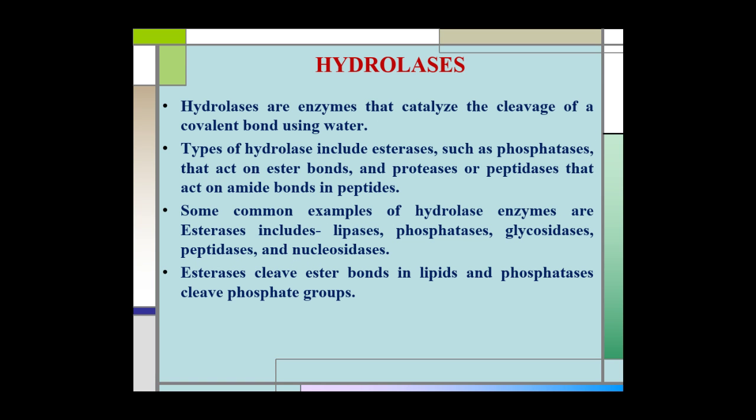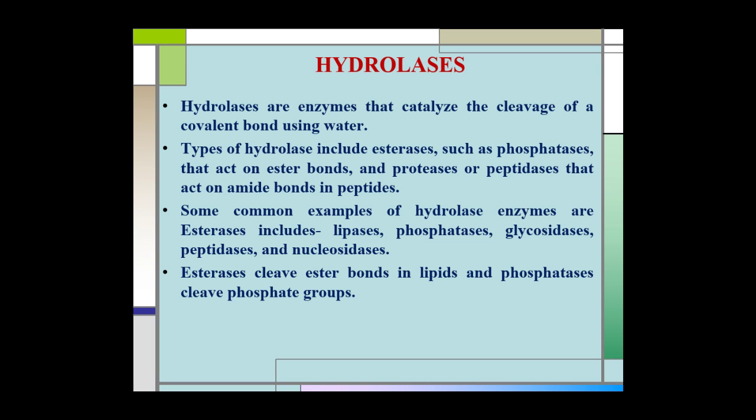The third class of enzyme is hydrolases. Hydrolases are the enzymes that catalyze the cleavage of covalent bonds by using water molecules. There are different types of hydrolases, which are esterases, such as phosphatases that act on ester bonds, and proteases or peptidases that act on amide bonds in peptides.